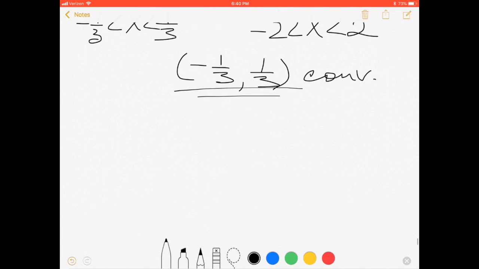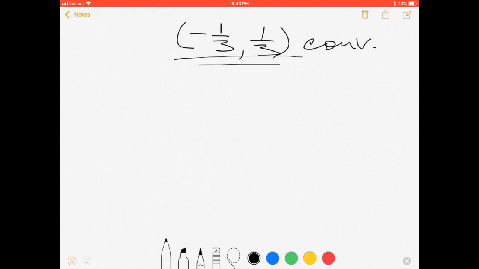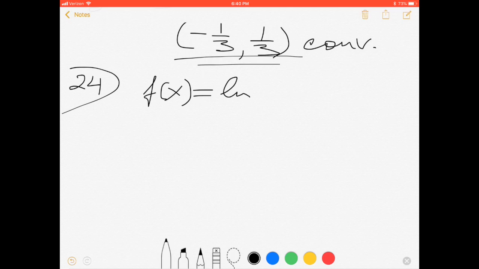Okay. One more example, number 24. Here you have the function f(x) equals natural logarithm of x squared plus 1. And this function you need to write as a power series.